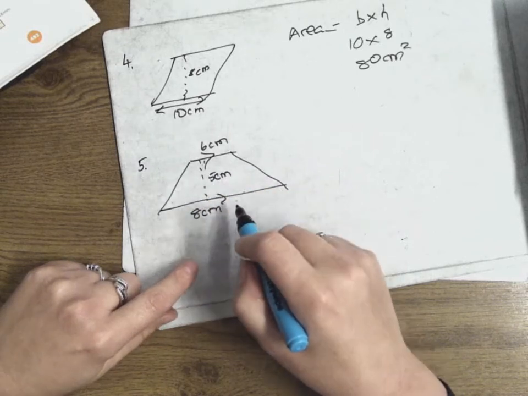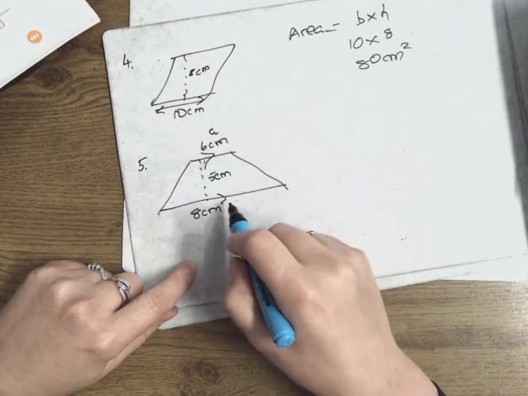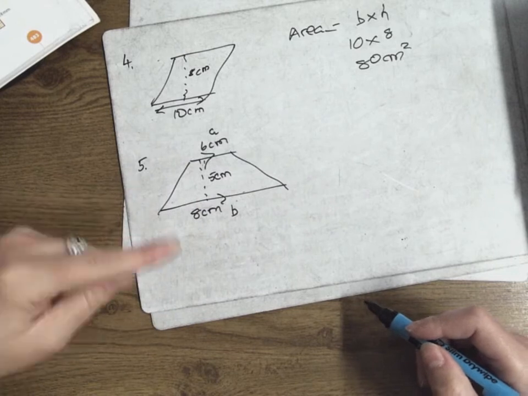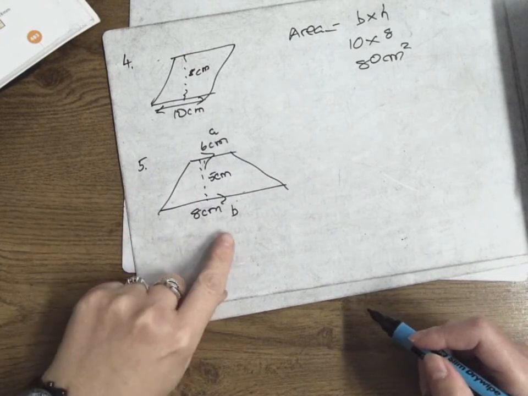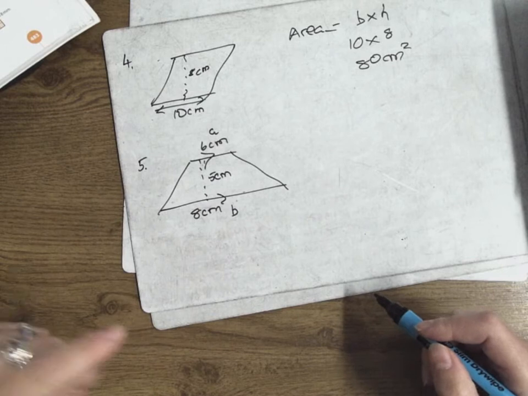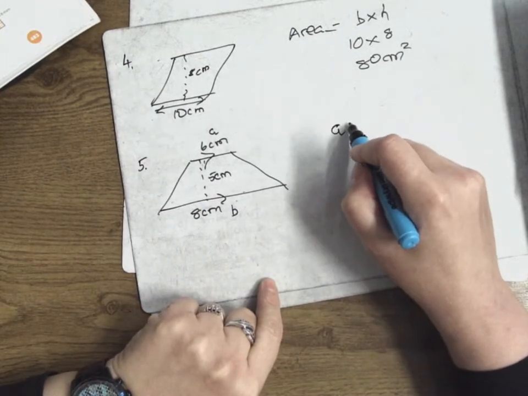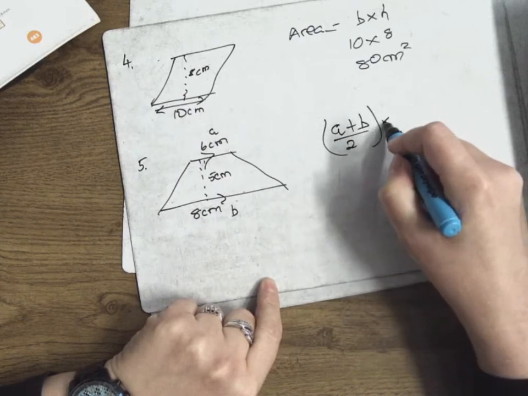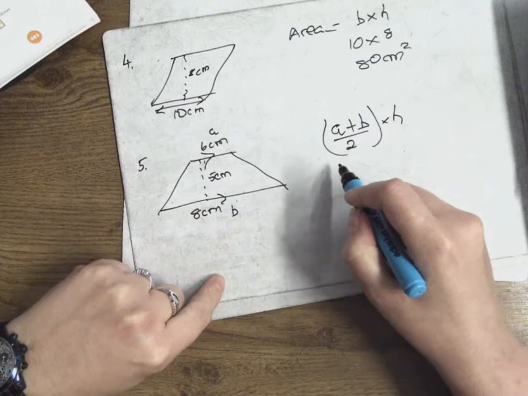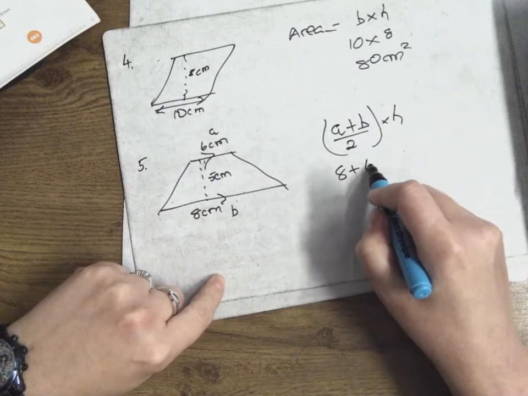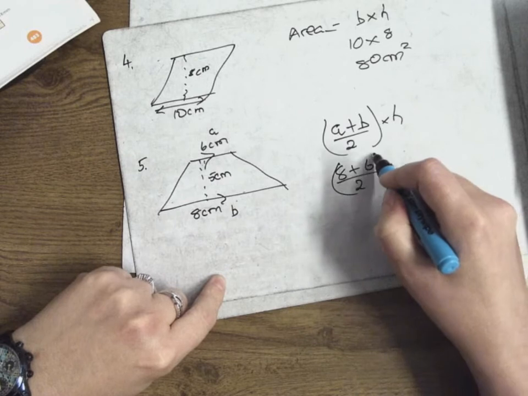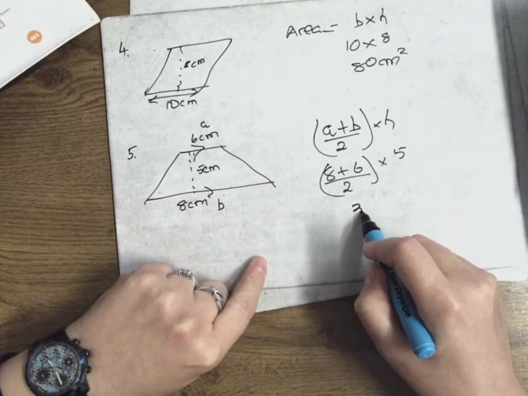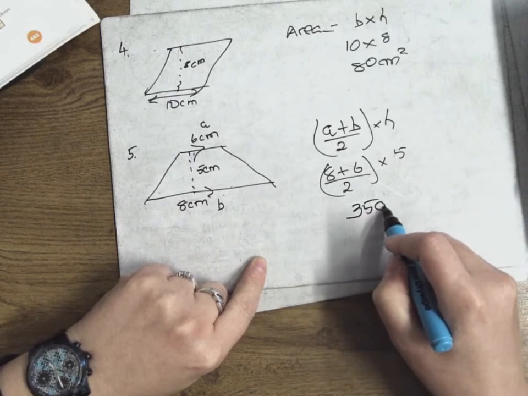You call one of them A, one of them B, and the height then is the distance between them. It doesn't matter which one you call A and which one you call B, not at all. If you wanted to call the bottom one A and the top one B, that's fine too, you'll get the exact same answer. So the formula is A plus B all over 2, and as I say, the formula is in the log tables, multiplied by the height. So A plus B is 8 plus 6 divided by 2 multiplied by 5. Into the calculator with that, press equals, and you get 35 centimeters squared.